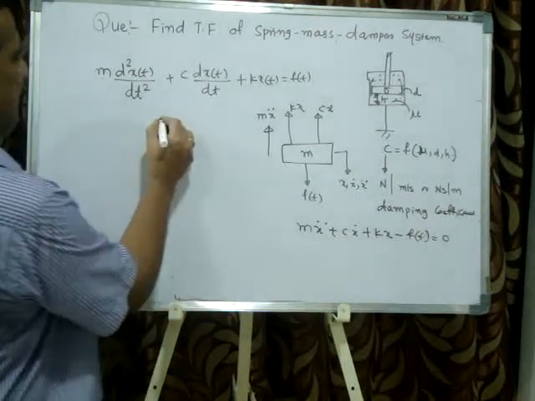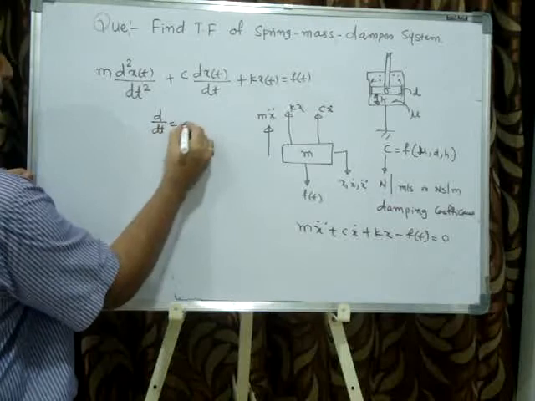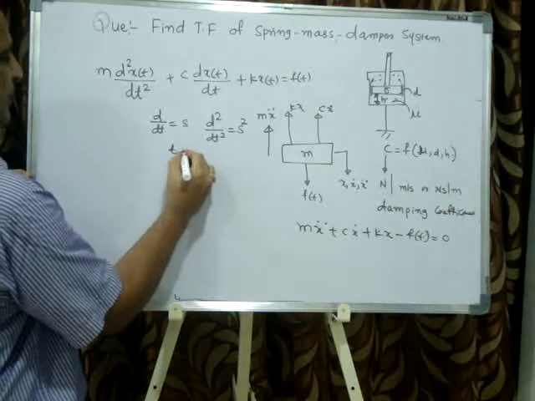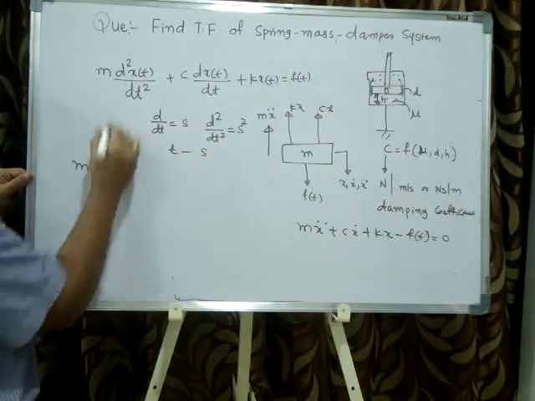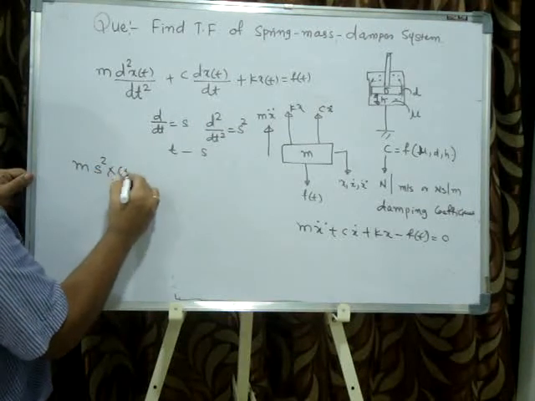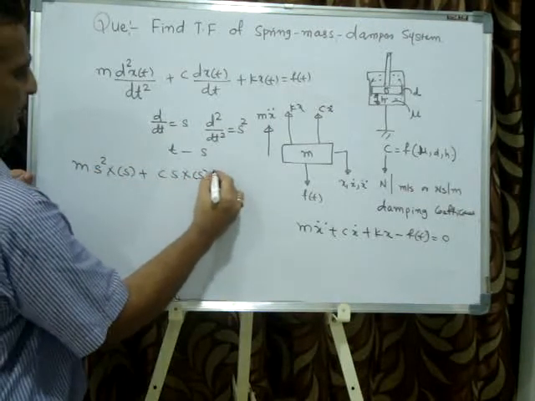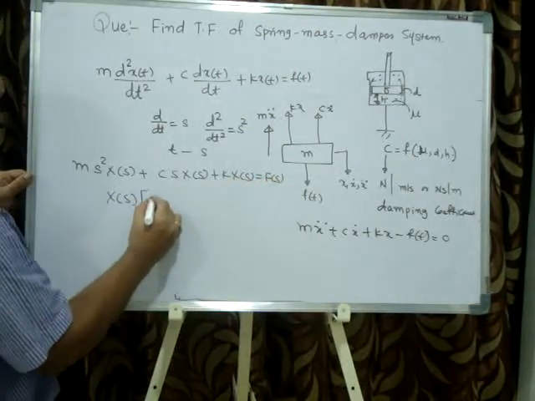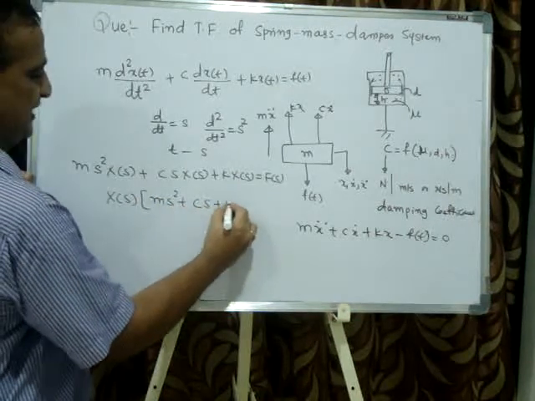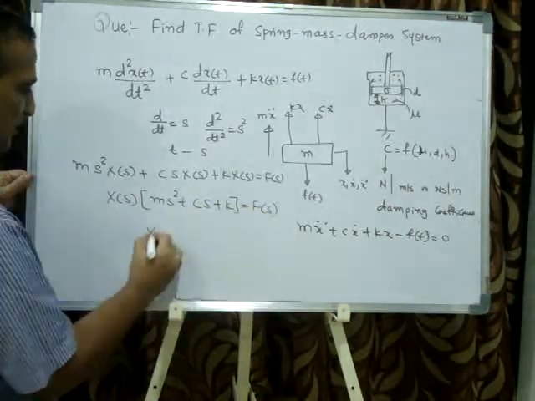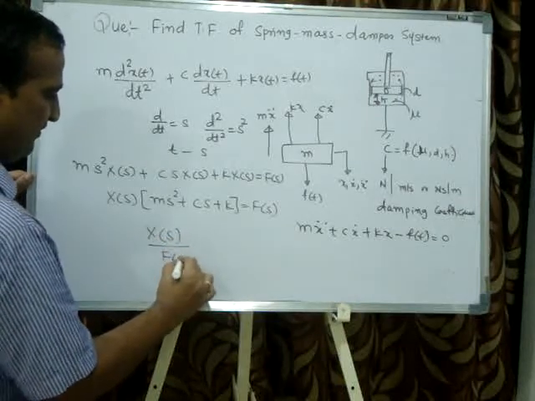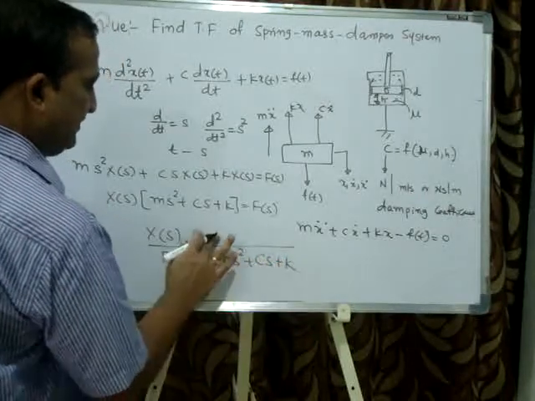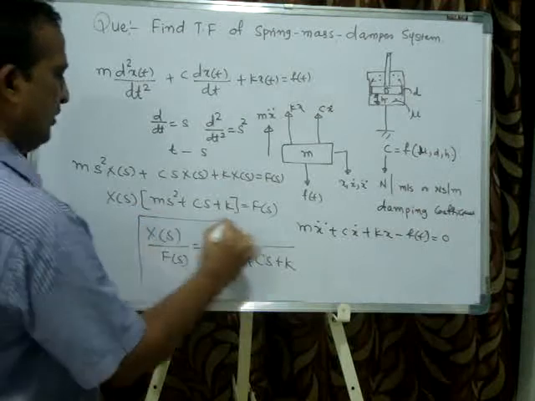I know the formulas. d by dt is s, and d square by dt square is s square, and t becomes s. So now I'll apply: s square X of s plus cs X of s plus k X of s is equal to F of s. So now X of s is common: ms square plus cs plus k equal to F of s. So the Laplace of output, X of s divided by F of s, is equal to 1 by ms square plus cs plus k. This is exactly similar to an RLC circuit.